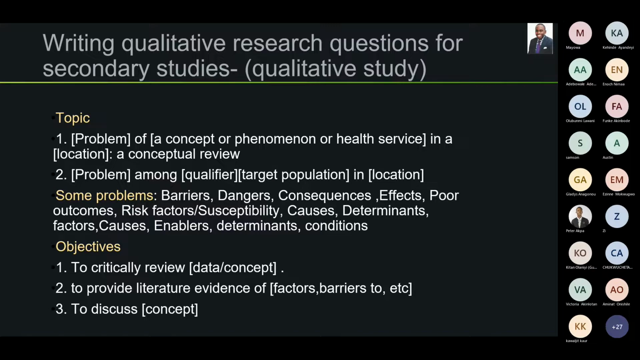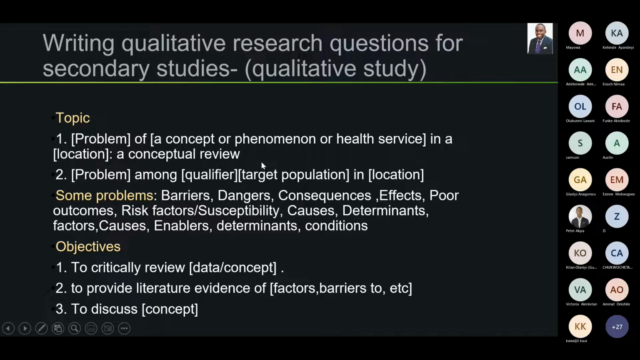Now, let's come to the aspect that concerns you. What you are doing is a secondary research, which is conceptual in nature and also qualitative in nature. So how do you coin a topic when it comes to your kind of research? Just to give you a guide: identify a problem, identify the concept or a phenomenon or a health service. I'm just giving an example. And then identify the population, and then the location, then a conceptual review.